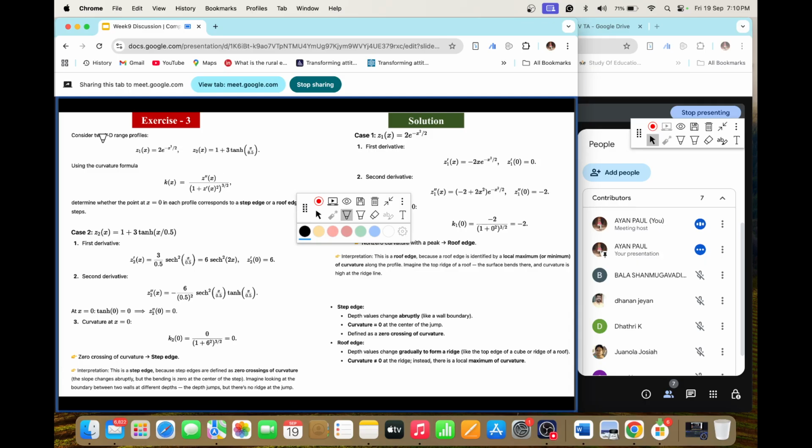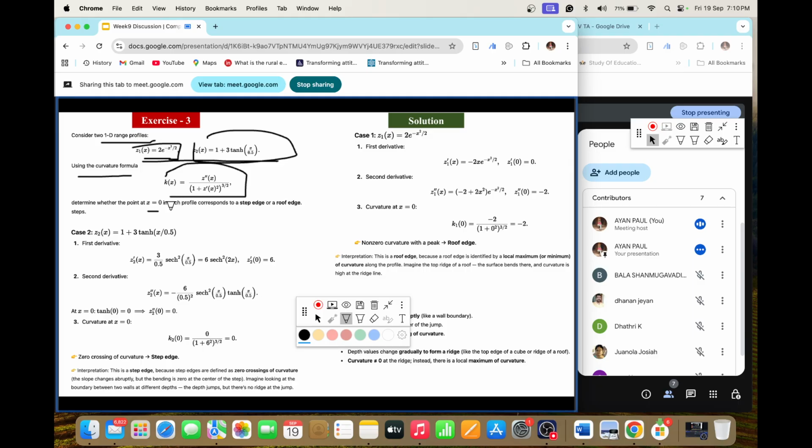So consider a 1D range profile. This is z1 x. We have these two curves, one is z1 x, and the other is z2 x. Two curves are given, using the curvature formula. This is the curvature formula. Determine whether the point x equals 0 in each profile, that is this first profile and second profile, corresponds to a step edge or a roof edge.